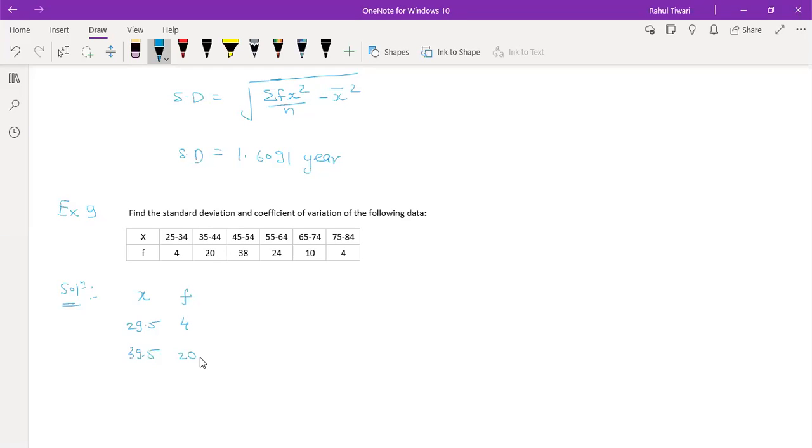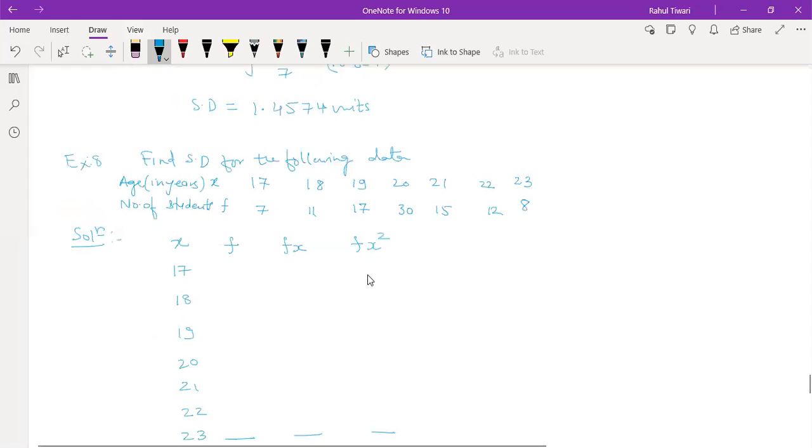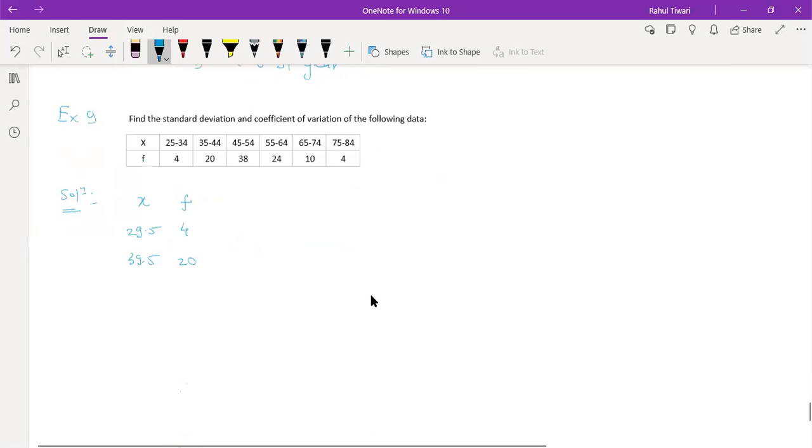Once you calculate x and f, the problem is similar to this. Can you understand? So this is again a similar type of problem. The only thing is that you have to show the working part, like when you're doing it manually. So just complete this, and if you have any question, you can ask. You have to do the calculation. There is no other option.